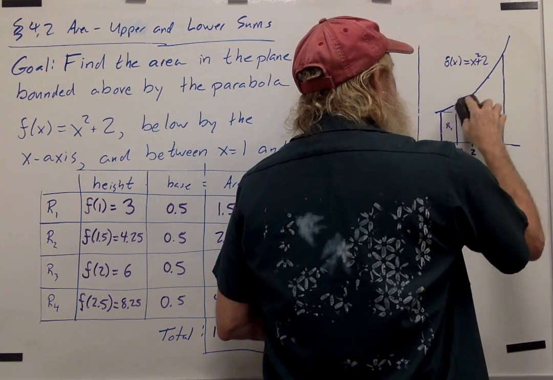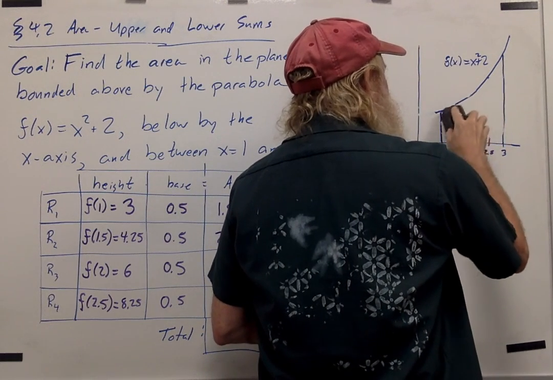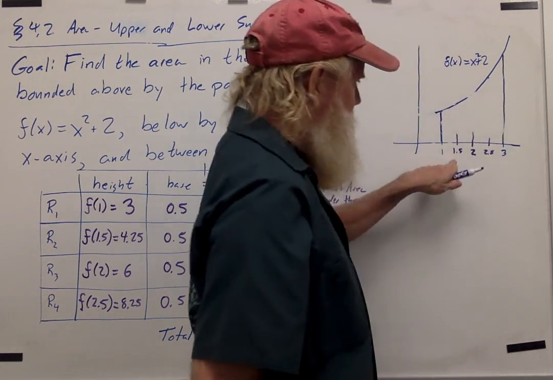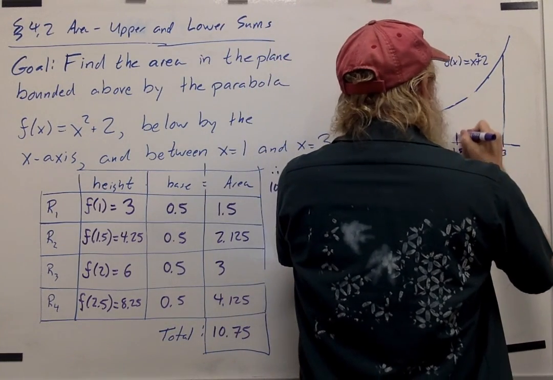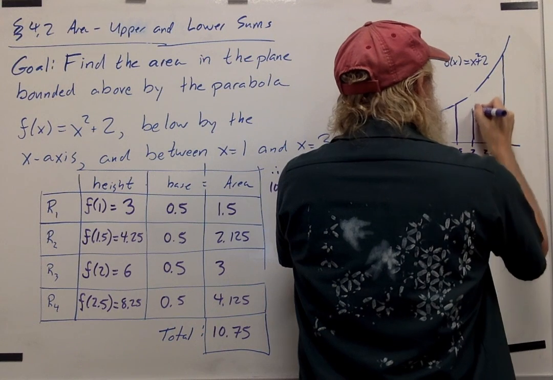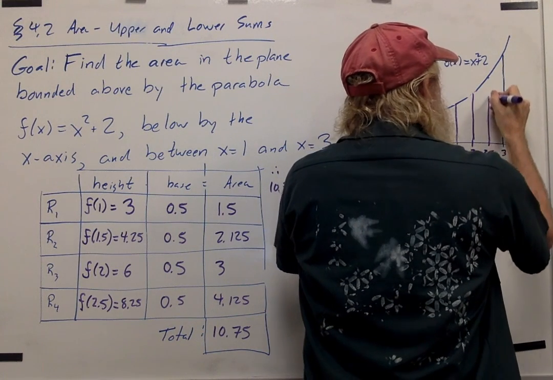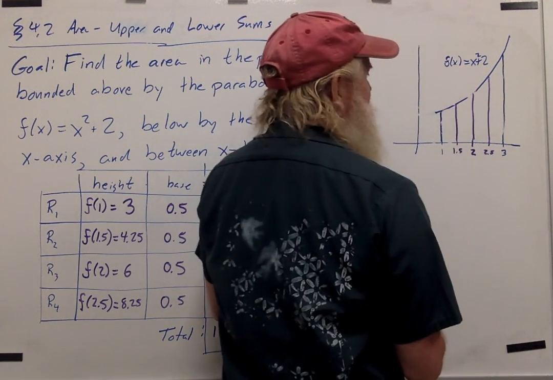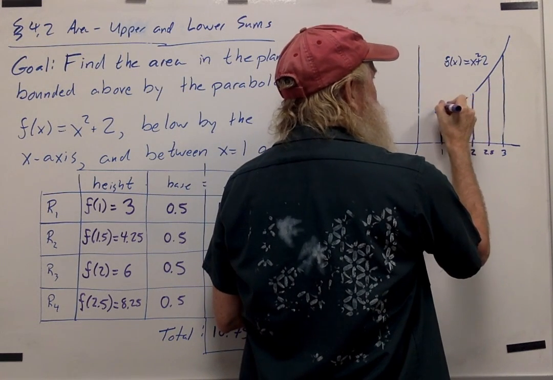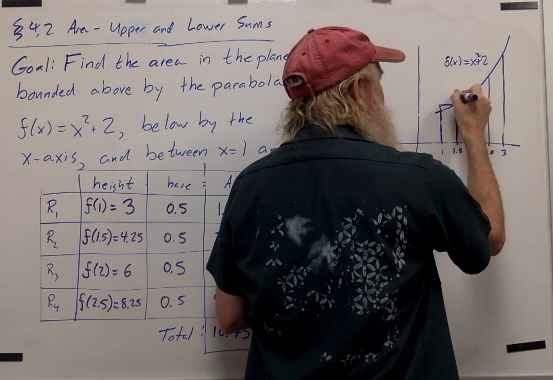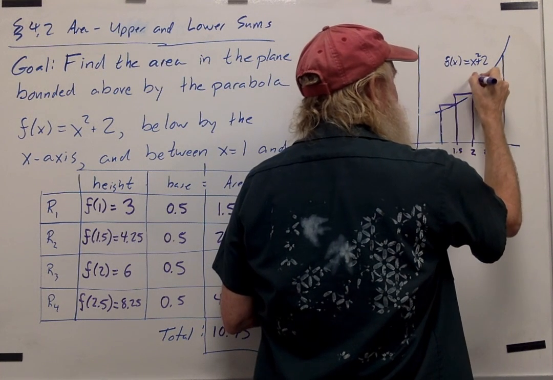So once again, I'm going to use 4 different rectangles, and I'm going to split them at 1.5, 2, 2.5, and 3. But now for each of these strips, instead of using an inscribed rectangle, which lies underneath the curve, I'm going to use a circumscribed rectangle, which goes on the outside of the curve.